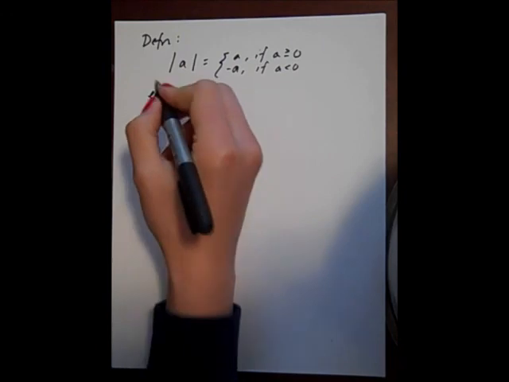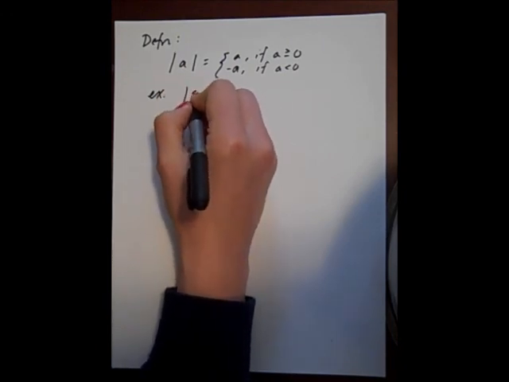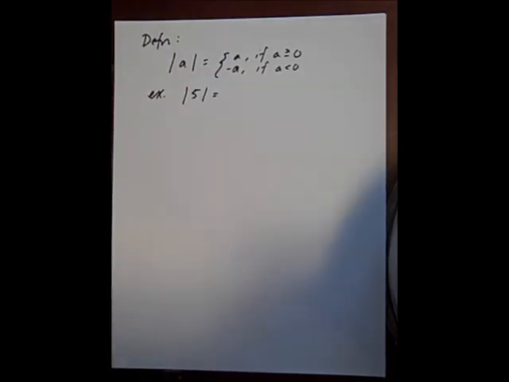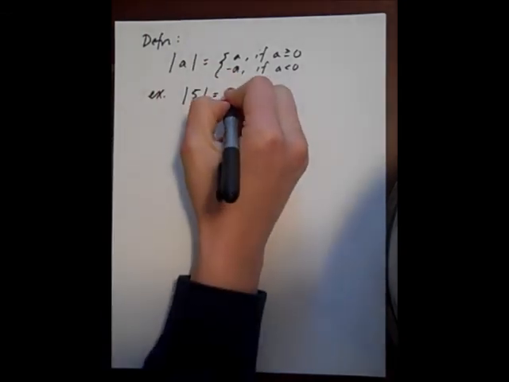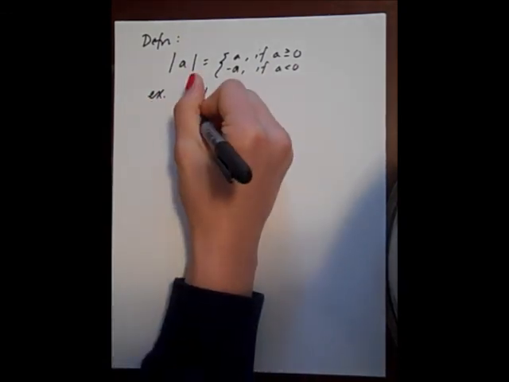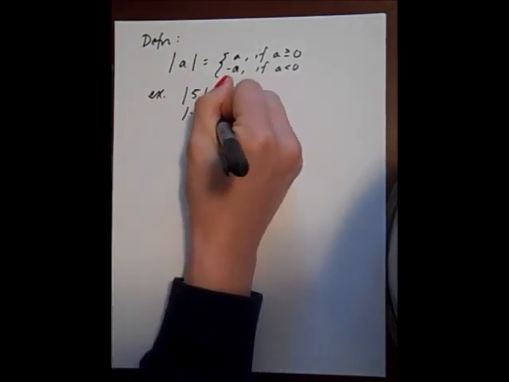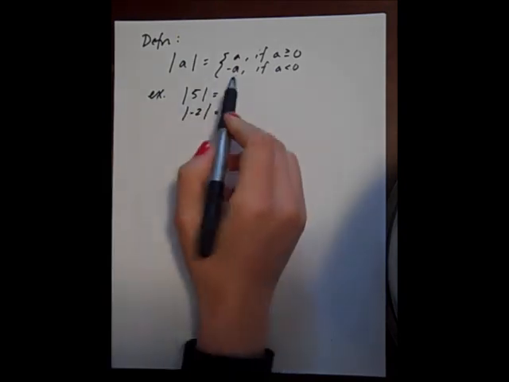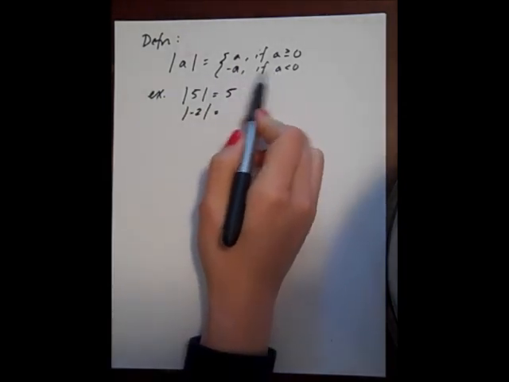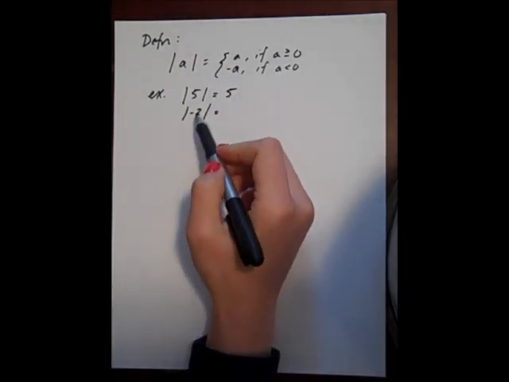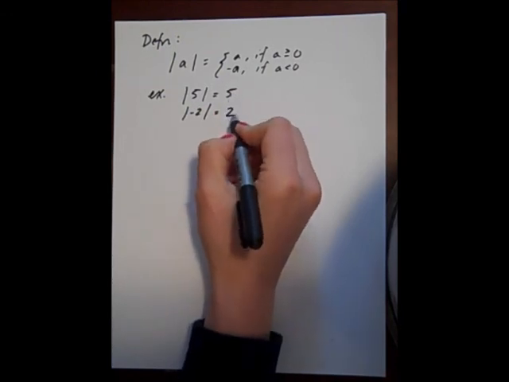So a couple of quick examples. Absolute value of 5. We've already kind of looked at one just like this. 5 is positive. How far away is 5 from the origin? That would just be 5. Absolute value of -2. -2 is negative, so now I'm in the second piece up here of the piecewise function. So I'm going to take the opposite of -2, which gives me a +2.